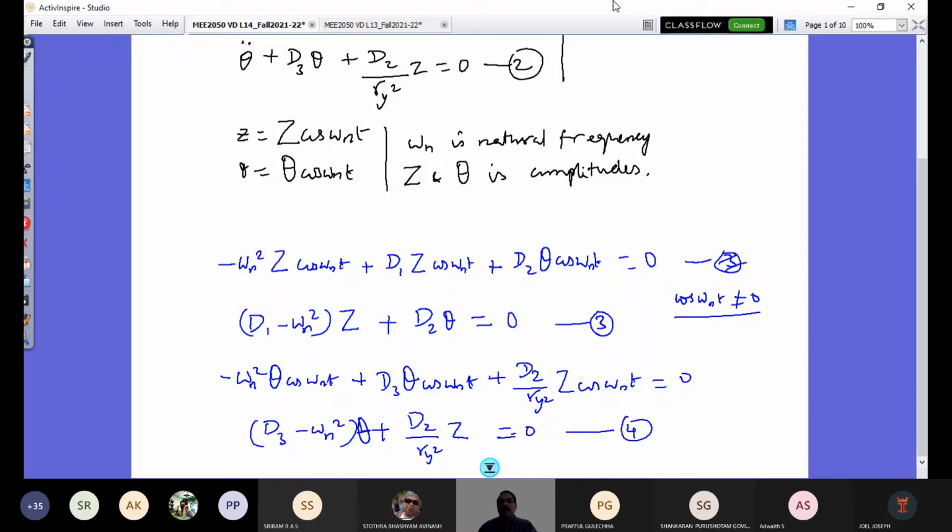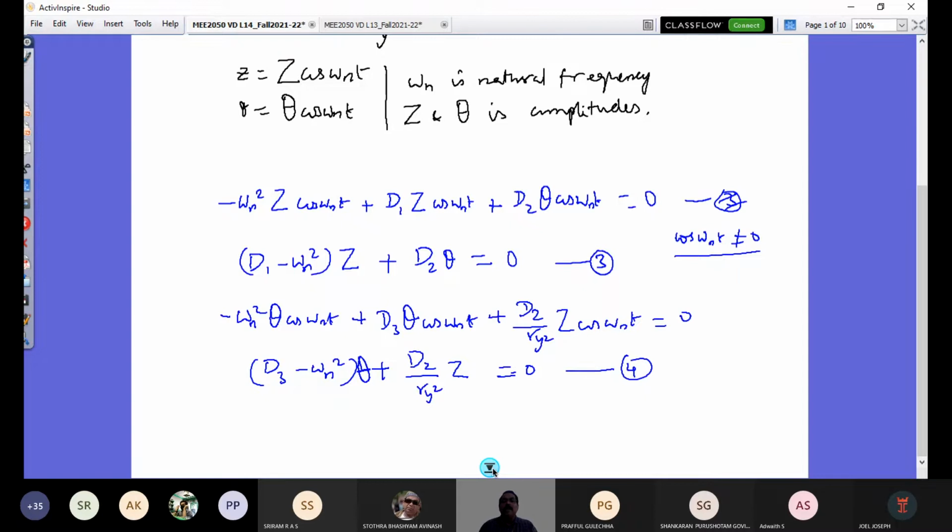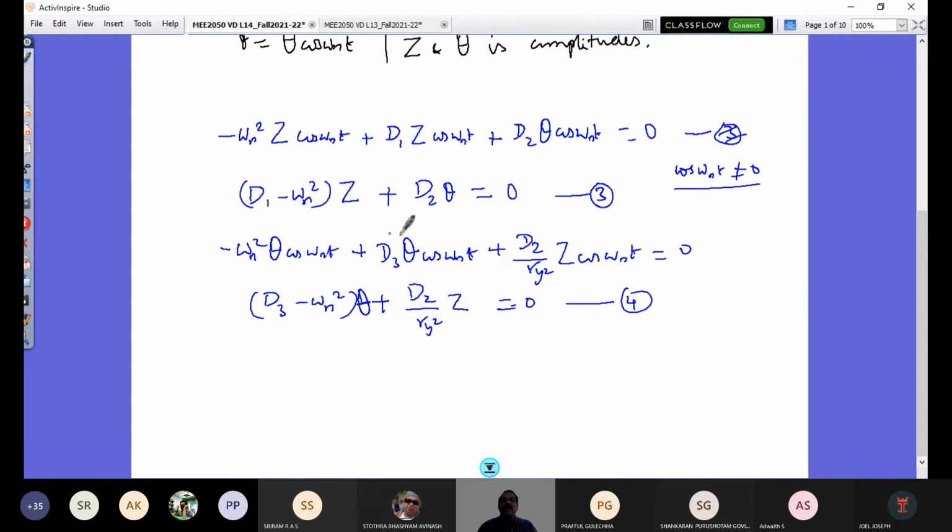So this is my equation 4. Now this equation 3 and 4 can be looked at, and these two equations would be satisfied for any value of this amplitude Z and theta, provided the following determinant is equal to 0. So what is that following determinant? It is Z coefficient, that is d1 minus omega n square, and theta coefficient, it is d2, and here Z coefficient is d2 by ry square, and theta coefficient is d3 minus omega n square.